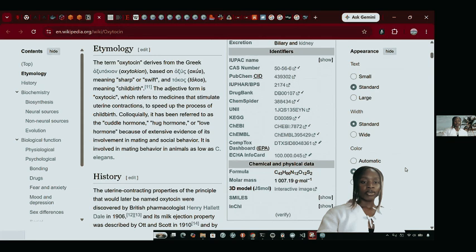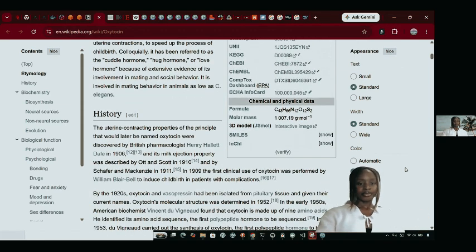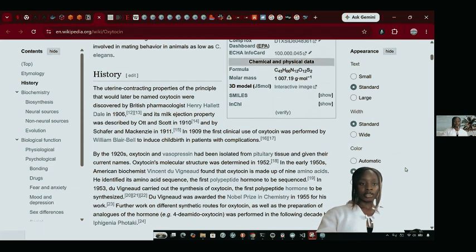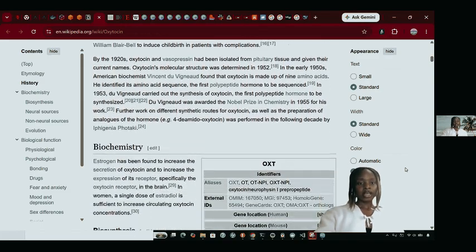So, it has also been referred to as the cuddle hormone or the love hormone, just like when you're with people, like hugging, cuddling, like being with people or even animals that you love, the hormone is secreted. So, there are also the uterine contracting properties of oxytocin. So we could see in the labor ward, it's used to stimulate uterine contractions.